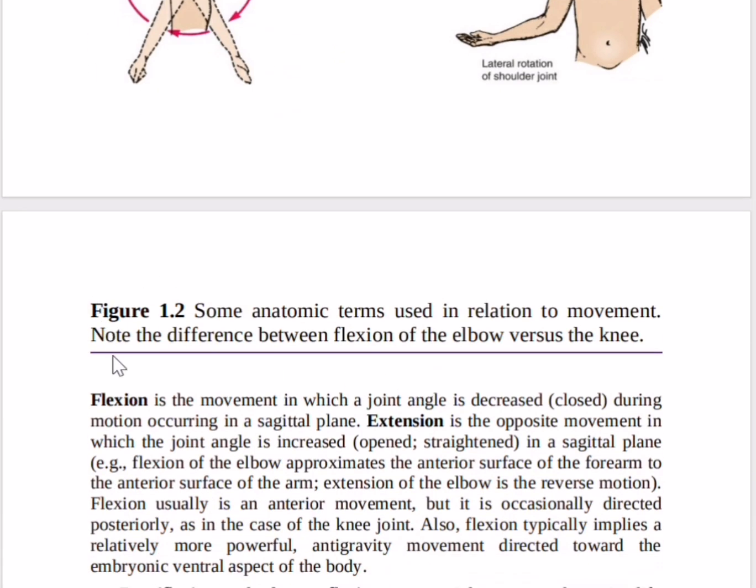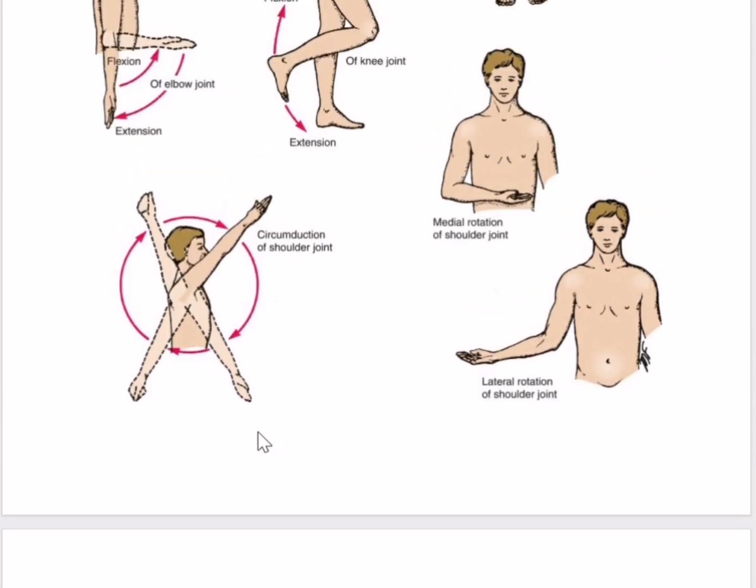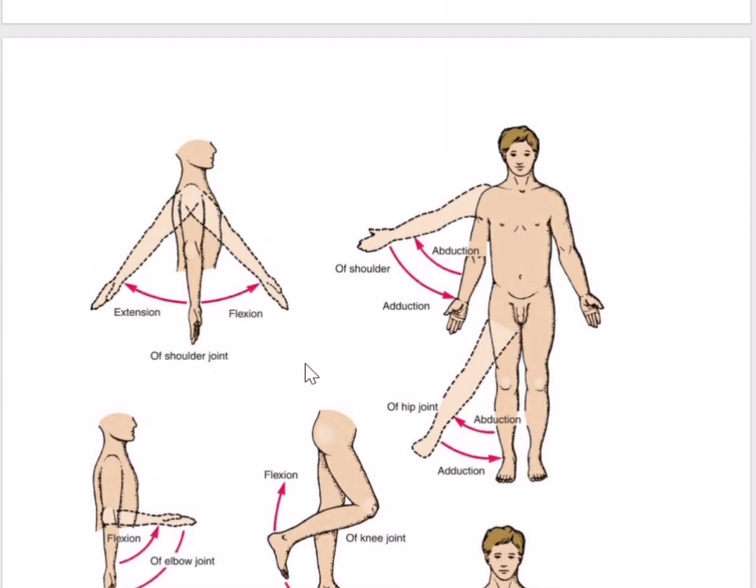Let's explain them. We have flexion. Flexion is the movement in which a joint angle is decreased during motion occurring in a sagittal plane. A sagittal plane is any plane which is parallel to the median plane. Flexion is this movement: we are reducing the angle at the shoulder joint. This is called flexion of the shoulder joint, while extension of the shoulder joint is increasing the angle.